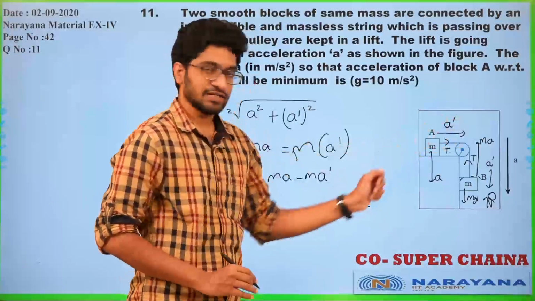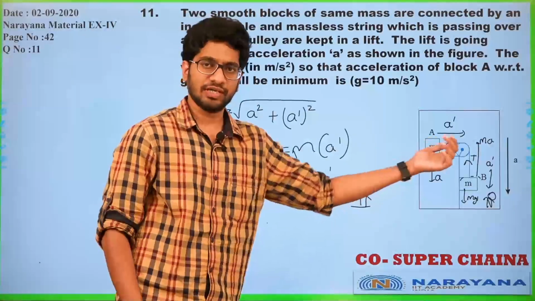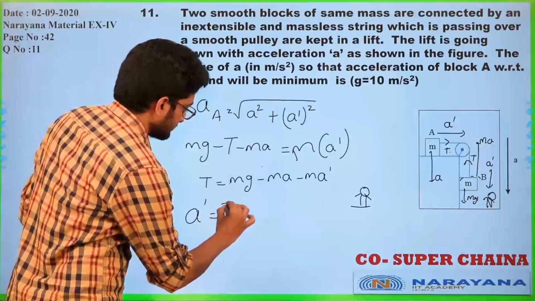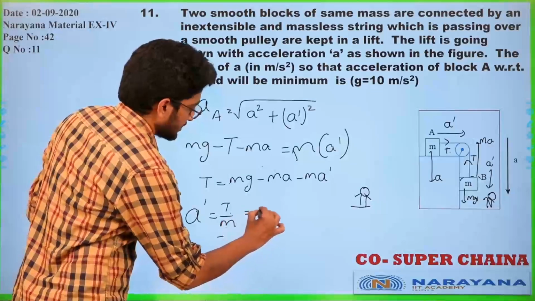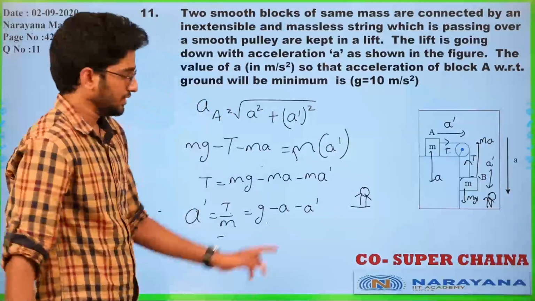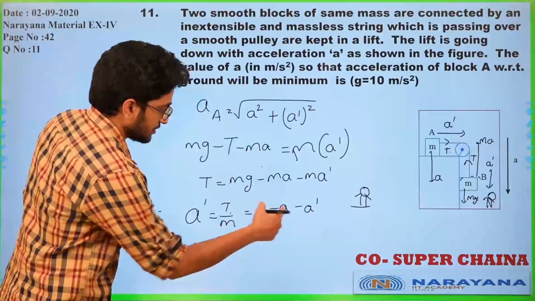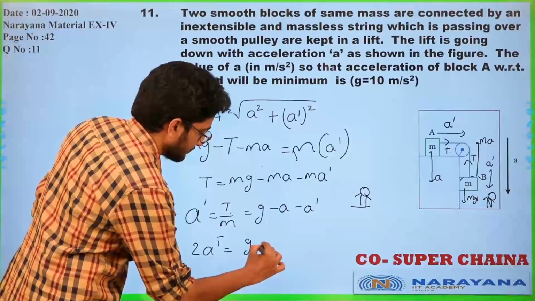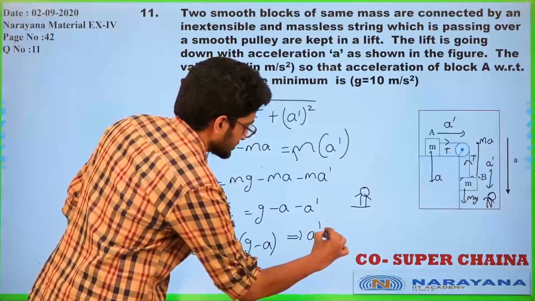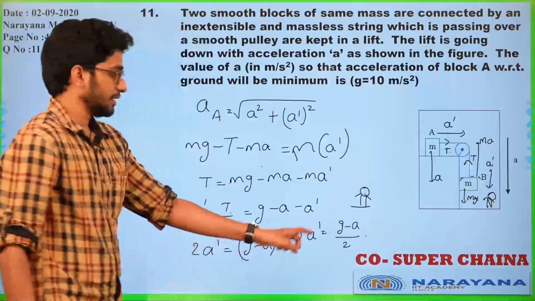Now how do I get its acceleration? Acceleration of this block is tension by mass. The only force acting in horizontal direction is tension. So again acceleration of the block a dash is T by m. So that is g minus a minus a dash. Or I get 2a dash as g minus a, which implies a dash value is (g minus a) by 2. So I get a dash in terms of a.